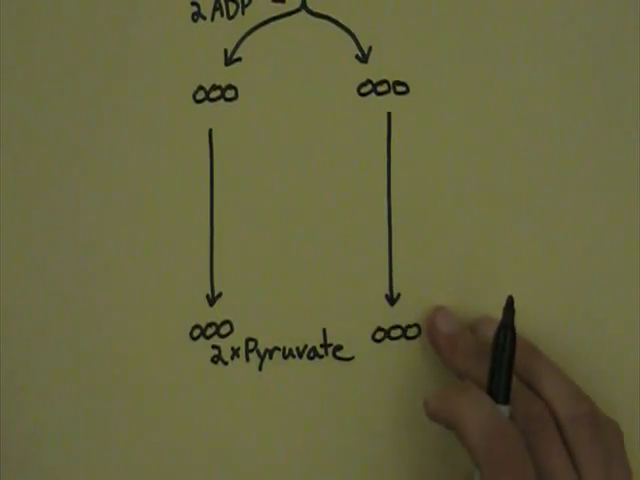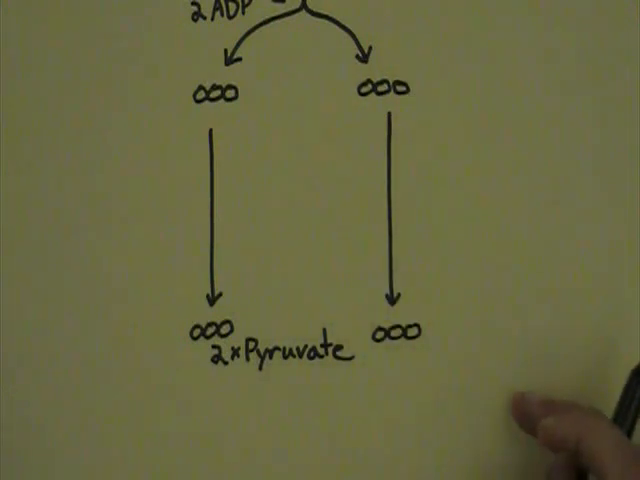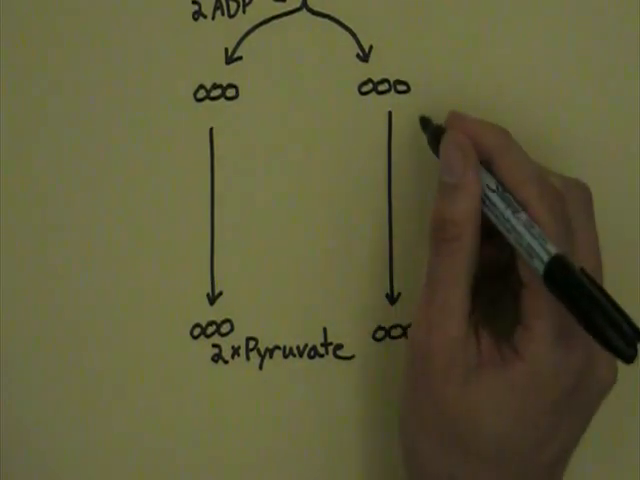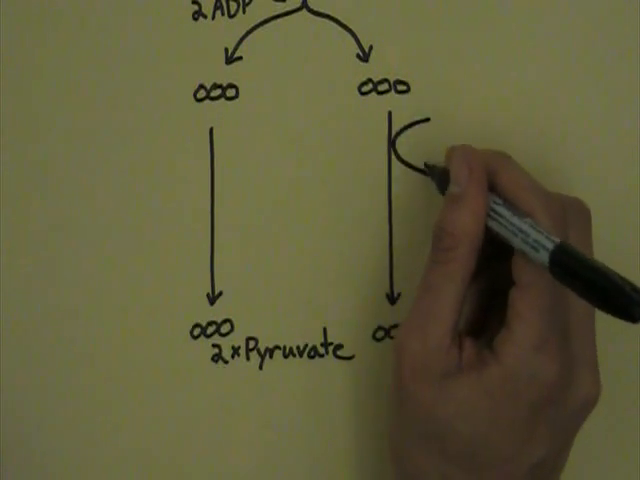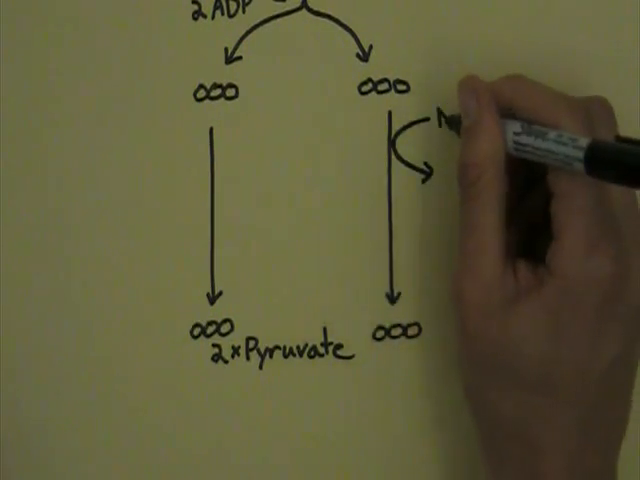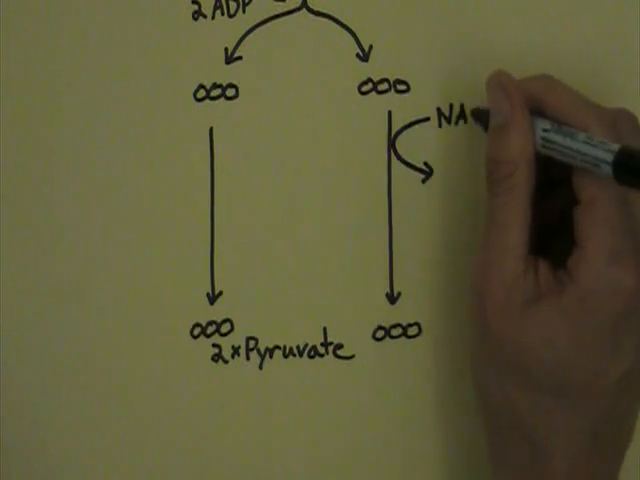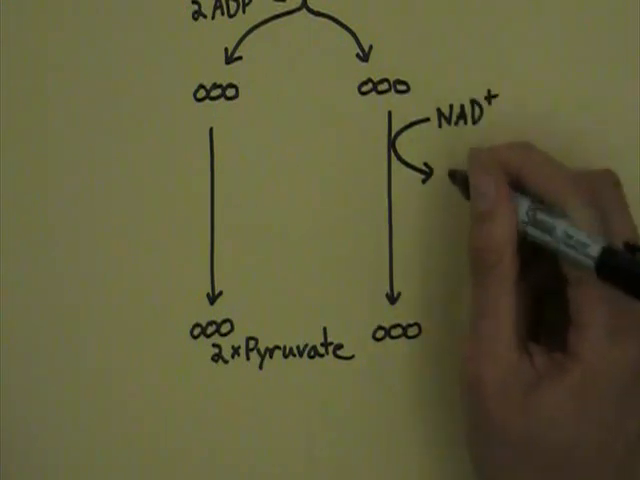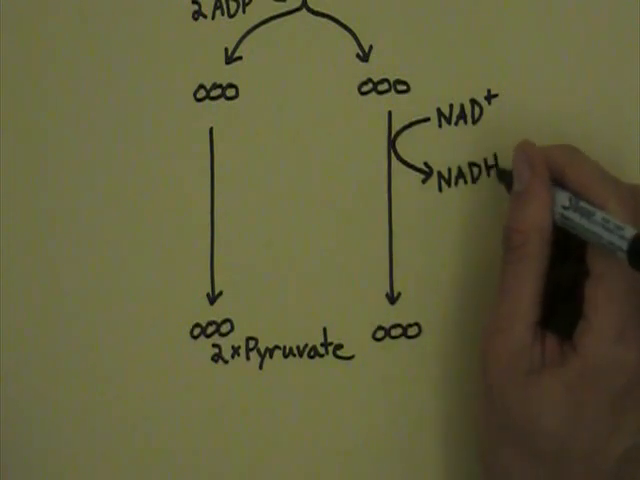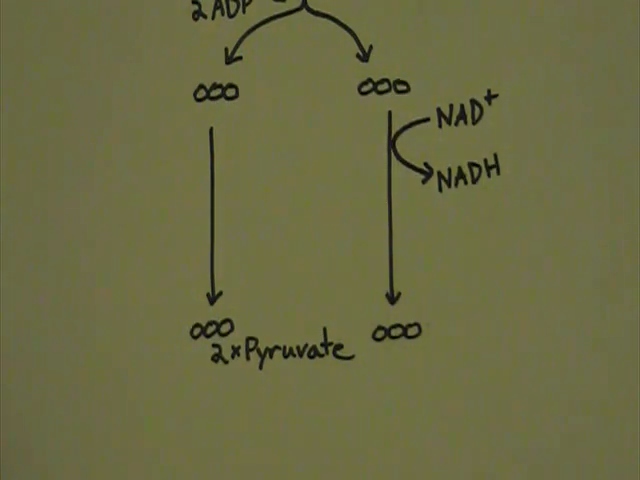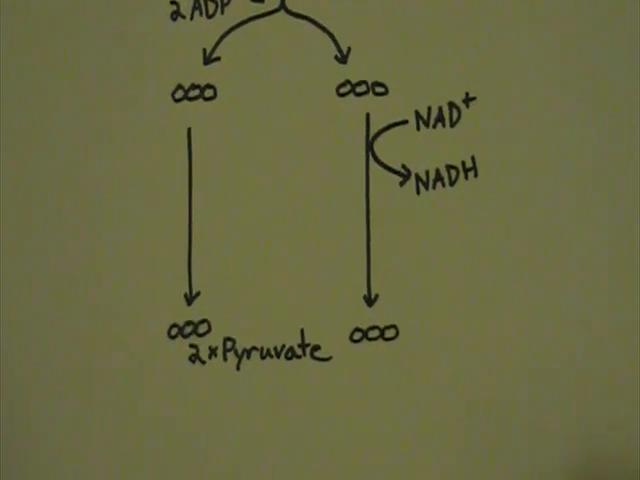Now, the nice thing about this step is it releases energy, which is great, because it means that we're able to get things done. It releases it in 2 forms. One is the conversion of NAD plus to NADH. NADH is a high energy electron carrier that will move to the electron transport chain inside a mitochondria and provide us with a large amount of ATP.